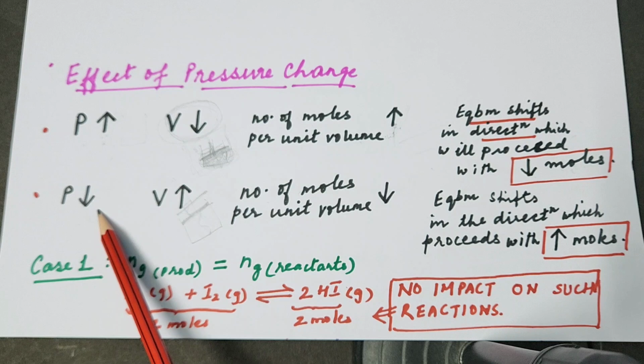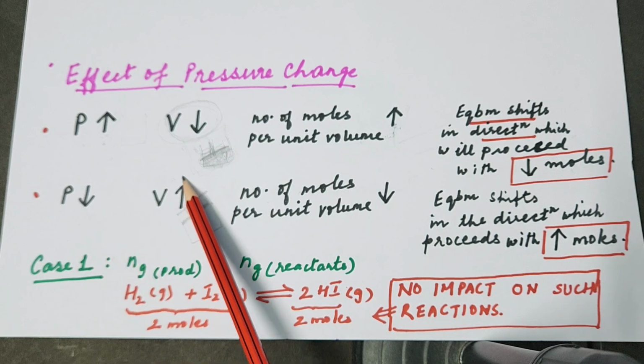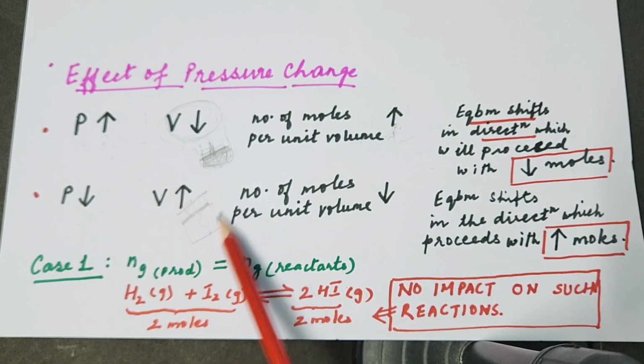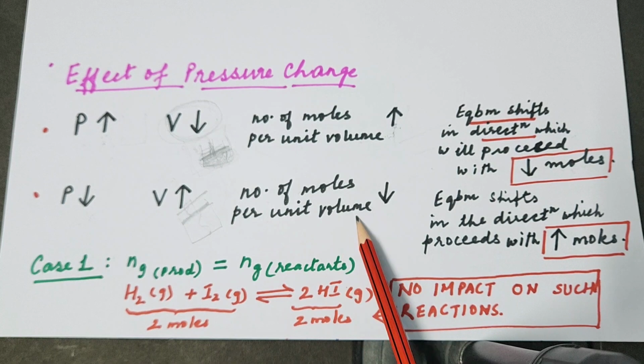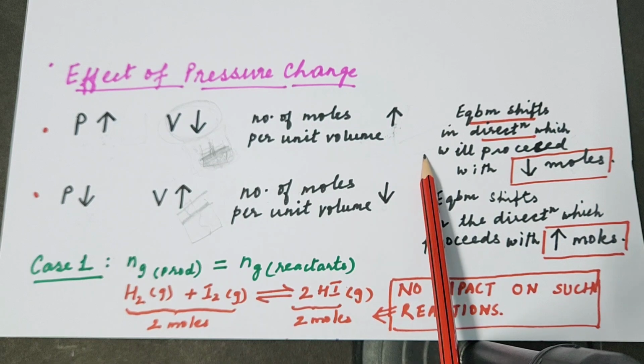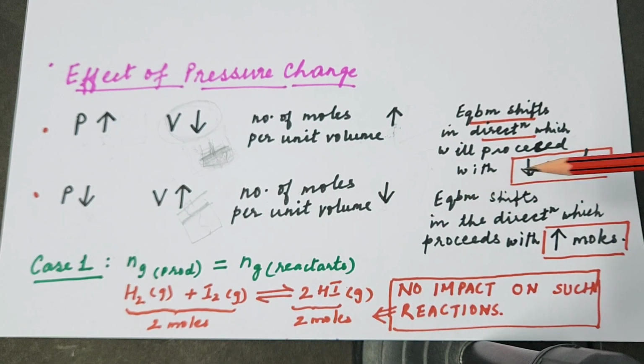Now let's decrease the pressure. If we decrease the pressure, then the volume increases. When the volume increases, the moles will have more space to move around. That is, per unit volume, the number of moles decreases. How is the system going to undo that change? By increasing the moles. That means the equilibrium shift will happen in that direction where the number of moles is increasing.